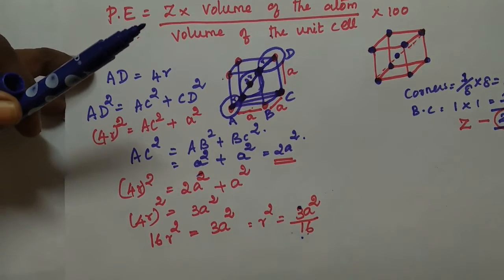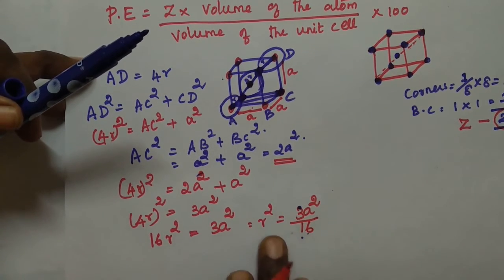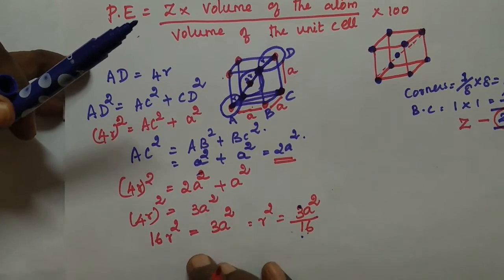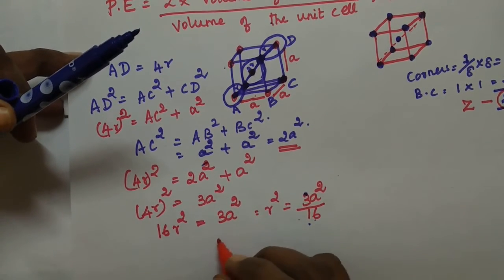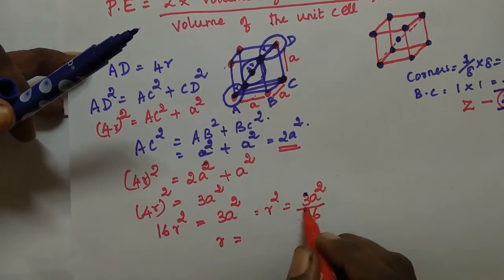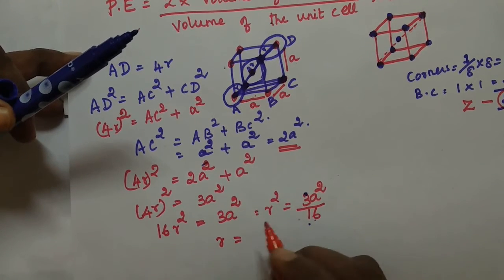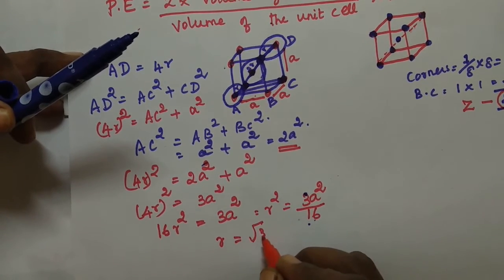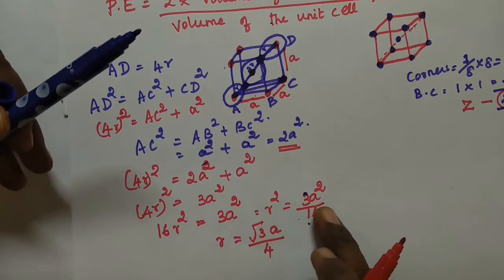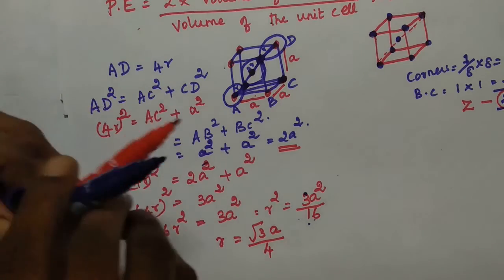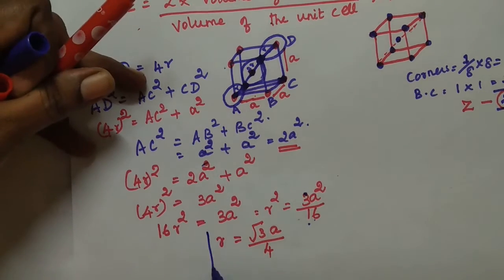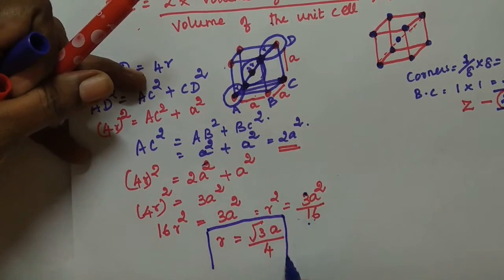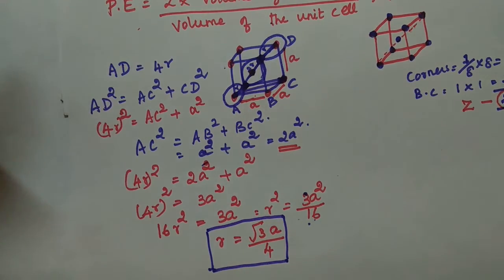Or else I can convert this into R. I can find out R, no? So R is equal to this 3A square. I am just taking R only, no? So it becomes root of 3A by 4. Okay, R square is equal to this much, means R is equal to root 3A by 4. So I have found out that R value now.